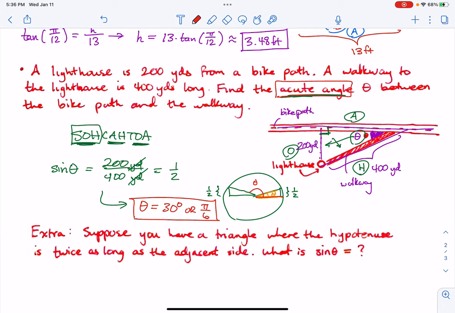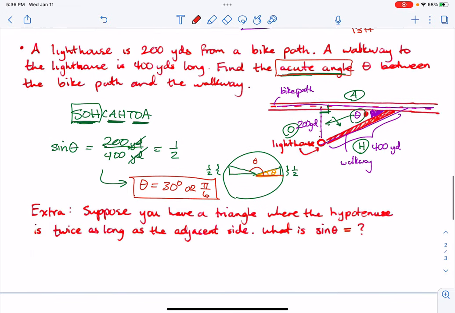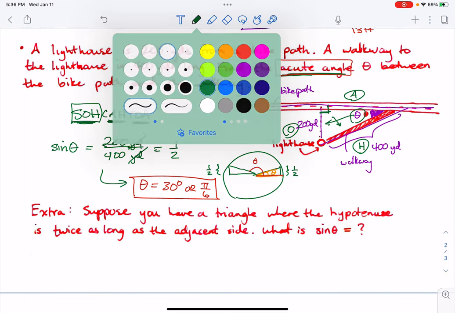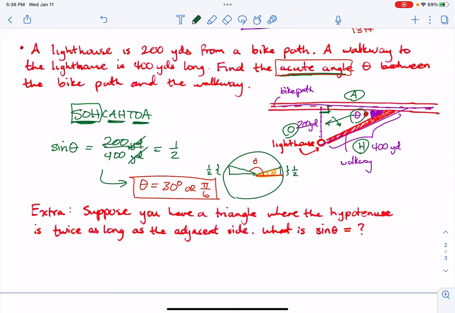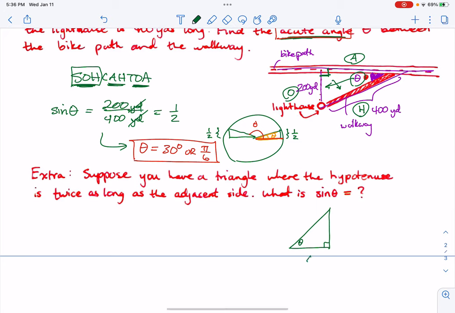All right, well, I'll go ahead and tackle this extra part. So suppose you have a triangle where the hypotenuse is twice as long as the adjacent side. Let's draw a triangle, like this, and let's say my angle is here. In fact, this argument should work no matter where you draw the angle. So my adjacent side is over here, here's my hypotenuse, here's my opposite. The only thing I know is that the hypotenuse is twice as long as the adjacent. They don't give me any numbers whatsoever.